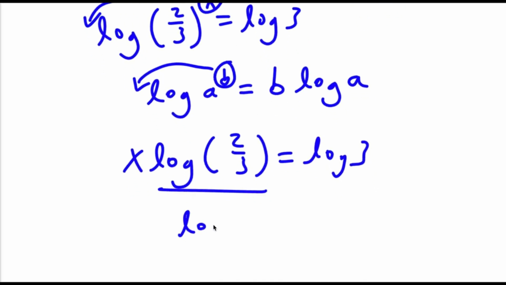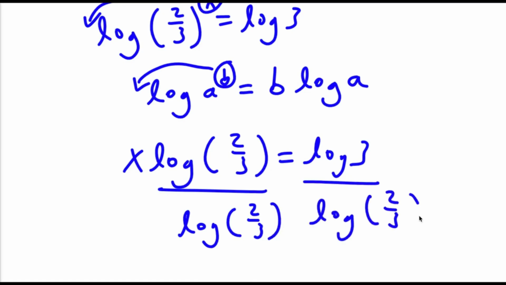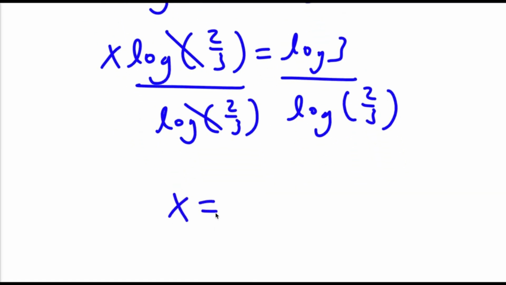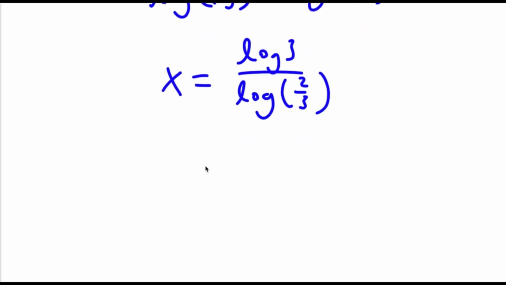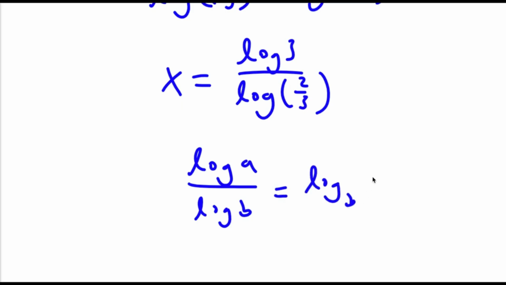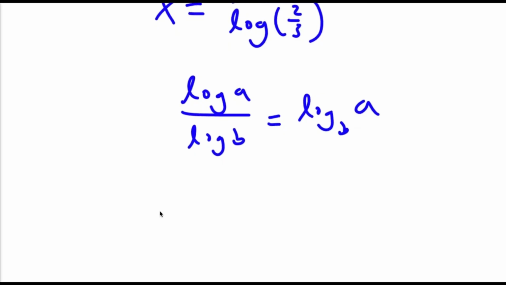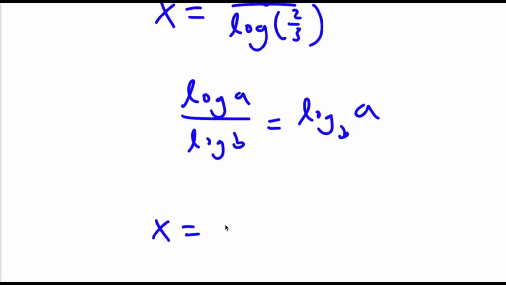And now I'm going to divide both sides by log of 2 over 3. So then these two cancel out, and I'm left with x is equal to log 3 over log of 2 over 3. So now if I have something in the form log a over log b, this is equal to log base b of a. So in this case, this means that x is equal to log base 2 over 3 of 3.